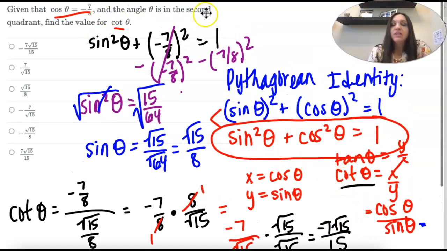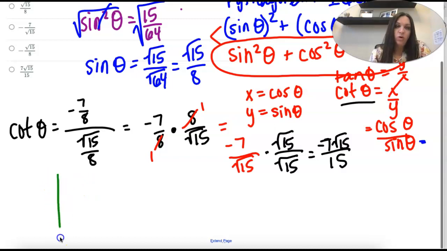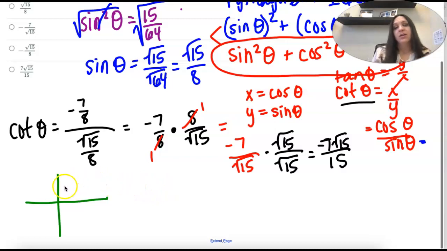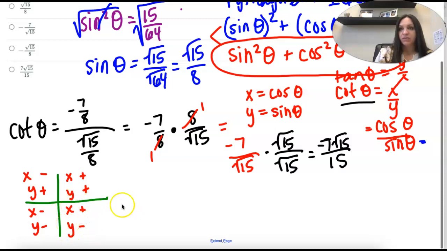But we have to see it's saying second quadrant. So in the second quadrant, what is cotangent, positive or negative? So I want you to think, in the first quadrant, our x is positive and our y is positive, right? If I plot a point. In the second quadrant, I have to go negative in my x values and positive in my y values. In the third quadrant, they're both negative. In the fourth quadrant, my x values are positive and my y values are negative.